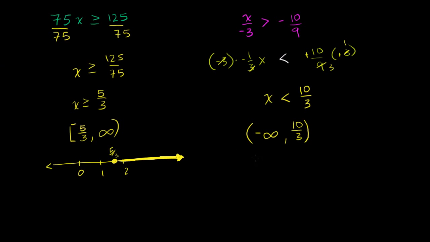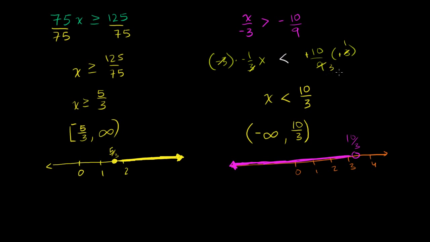Let's draw the solution set. So 10 over 3. We might have 0, 1, 2, 3, 4. 10 over 3 is 3 1/3. So let me do it in a different color. It might be over here. We're not going to include that. It's less than 10 over 3. 10 over 3 is not in the solution set. That is 10 over 3 right there. And everything less than that, but not including 10 over 3, is in our solution set.